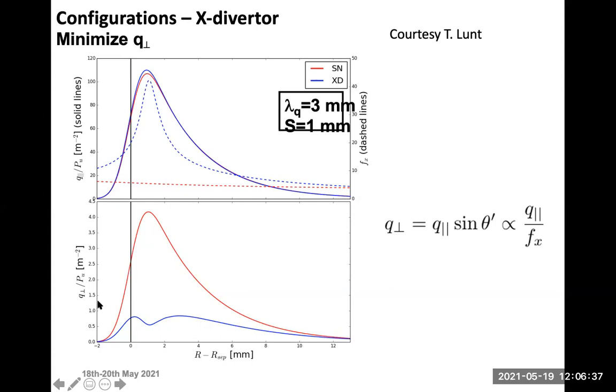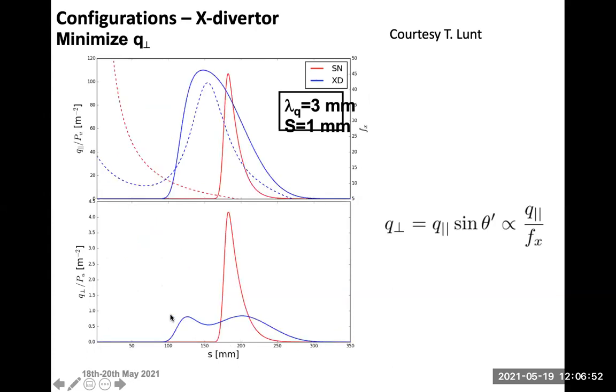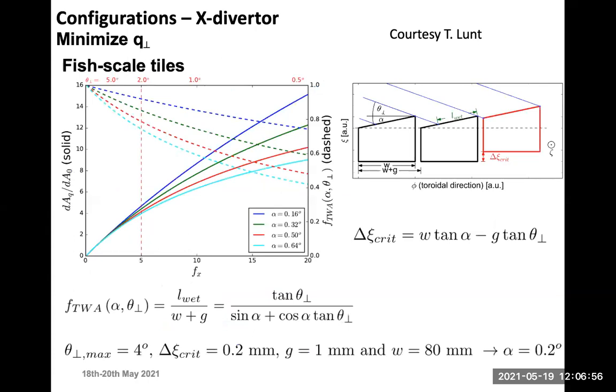The advantage of the X divertor would be that purely from geometry, you would be reducing the heat flux by a factor of 5 to 10. But this requires very shallow angles. I'll skip this. The problem with the shallow angles, I mentioned a little bit yesterday. I don't want to go into too many details. You'll have the slides to look at in more detail.